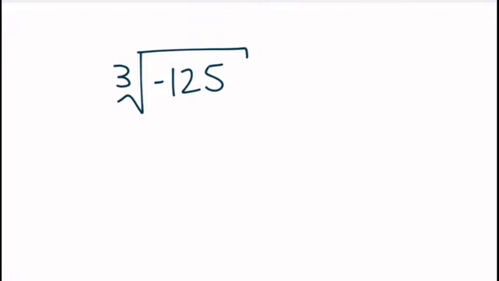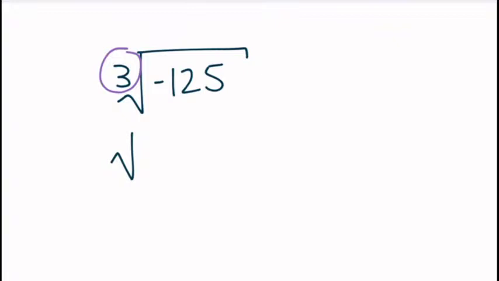An easy way I remember it is that if the index, which is this number right here, is an odd number, you can have a negative, but if it's an even number, you can't have a negative unless you're working with more complex numbers, which you don't have to worry about for now. So, like always, we're going to break this down.